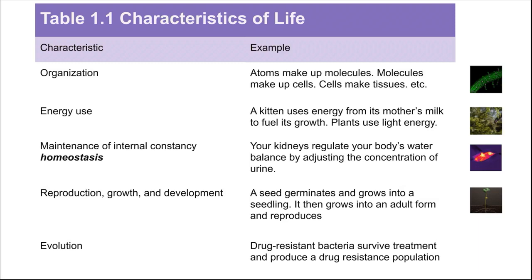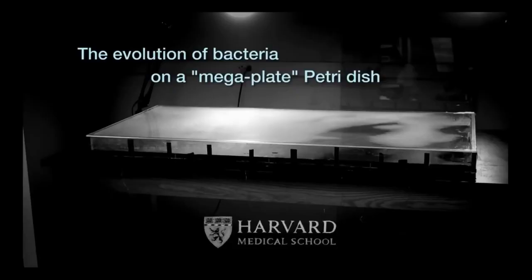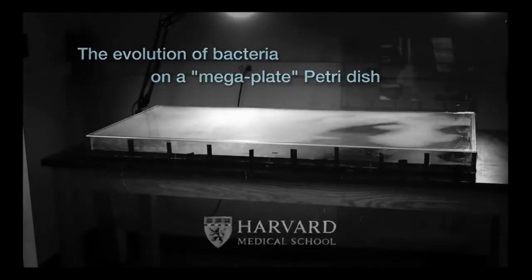Another characteristic of life is its ability to evolve. An example of that is bacteria and its ability to quickly evolve resistance to antibiotic drugs in a lot of different environments. Because bacteria reproduce so quickly, you can actually visualize this with a clever experimental setup and watch evolution and watch the flow of evolution over a well set up petri dish.